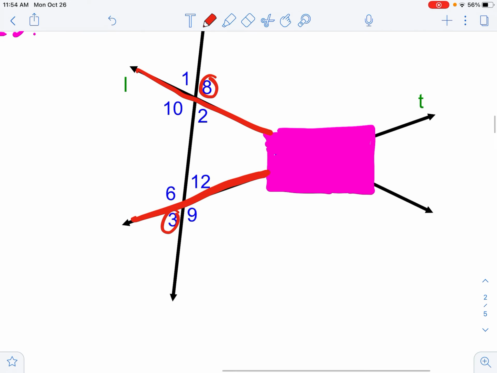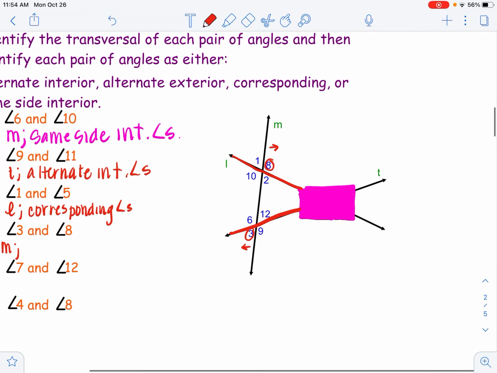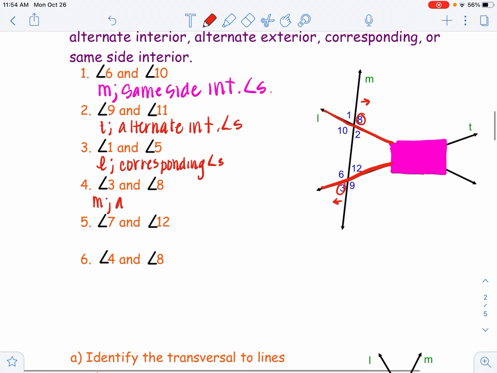Okay. So look at 3 and 8. Are they in between, so inside, interior angles, or are they outside, exterior angles? They're both outside of my double lines, so they're exterior. And now if you look, 8 is on this side of the transversal, 3 is on this side, so they're on alternate sides. So these are alternate exterior angles.